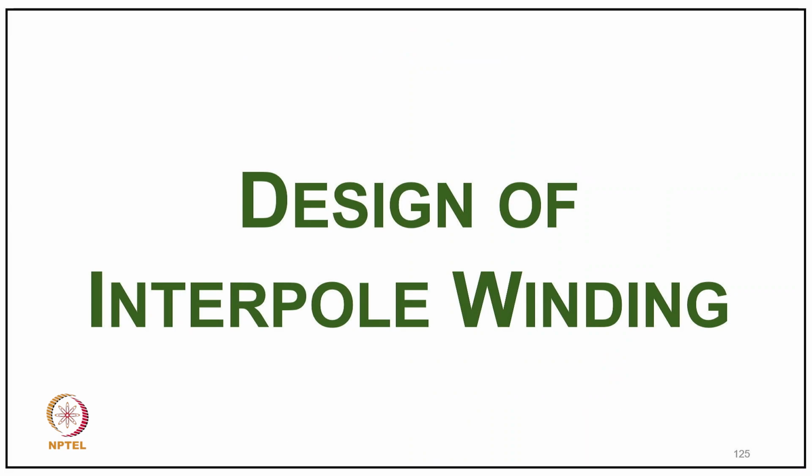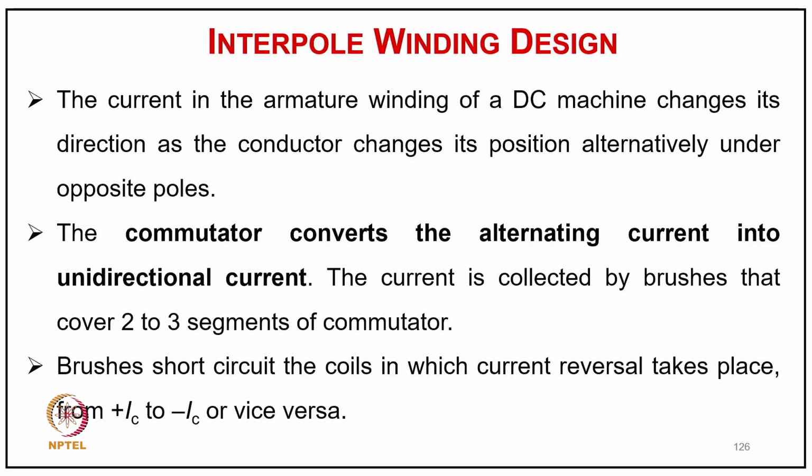Now coming to design of interpole winding. The current in the armature winding of a DC machine changes direction in alternate conductors. So the commutator converts the alternating current into unidirectional current. The current is collected from the brushes, covering 2 to 3 segments of the commutator.